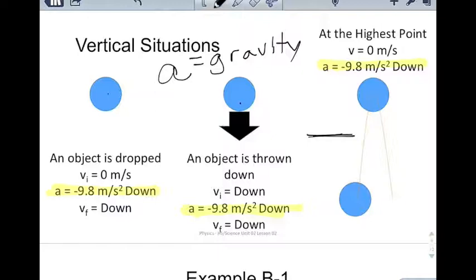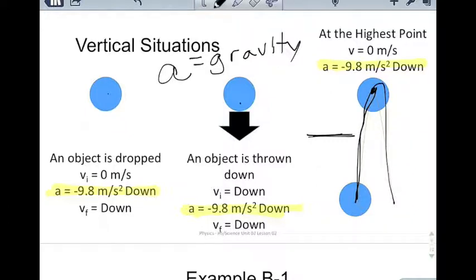For some reason, people always want to say, oh, well, when it reaches the top of its path, it actually stops and its acceleration is 0. That's not the case. The acceleration is always negative 9.8 meters per second squared. You cannot change gravity based on what you do with a ball.